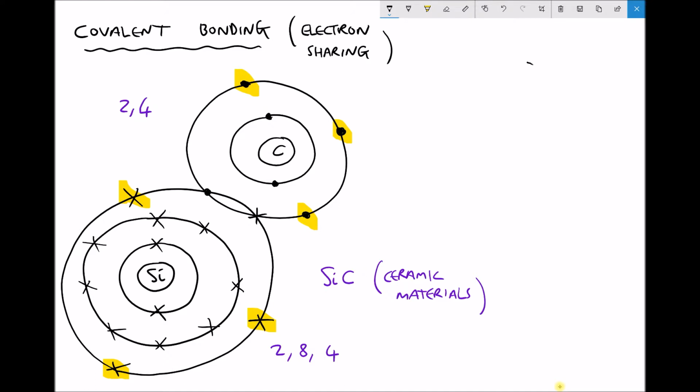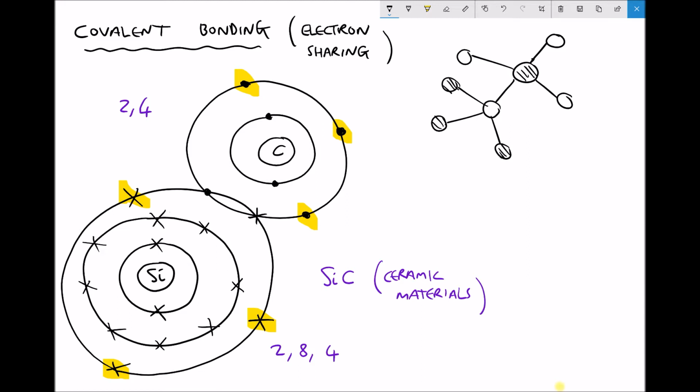I'm going to fill in the carbons as shaded, and I'm going to fill in the silicons as open circles. So if we have a carbon here, that carbon is going to want to join to 4 silicons. But that's not the end of the story, because each of these silicons is going to want to covalently bond to 4 carbons.